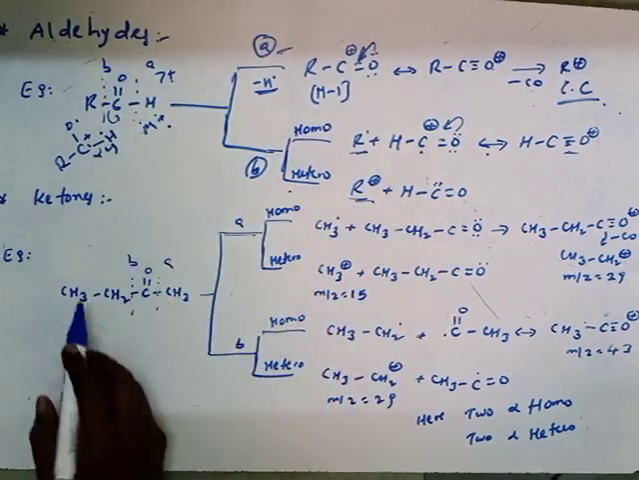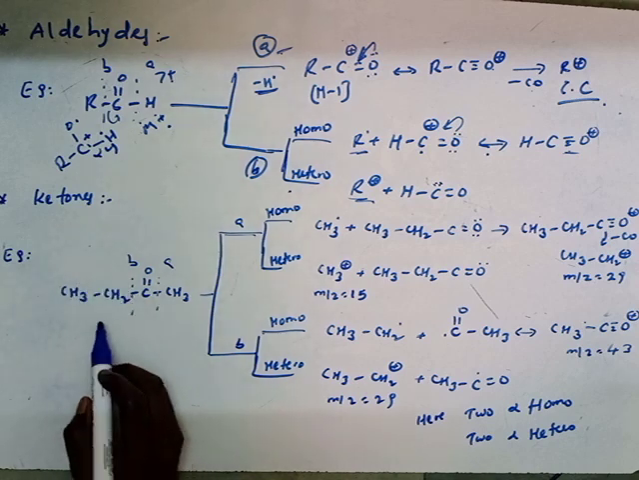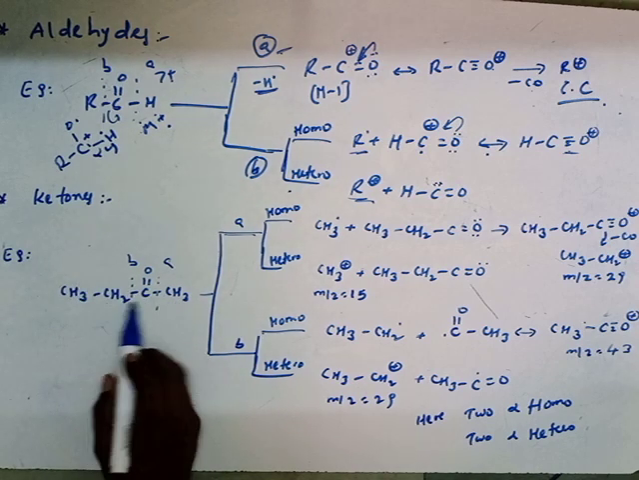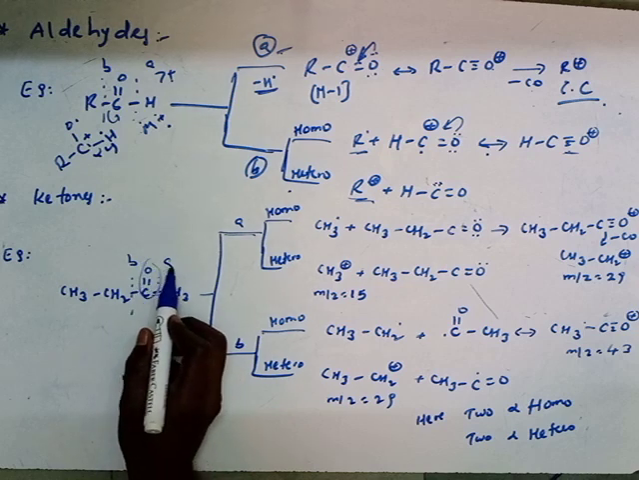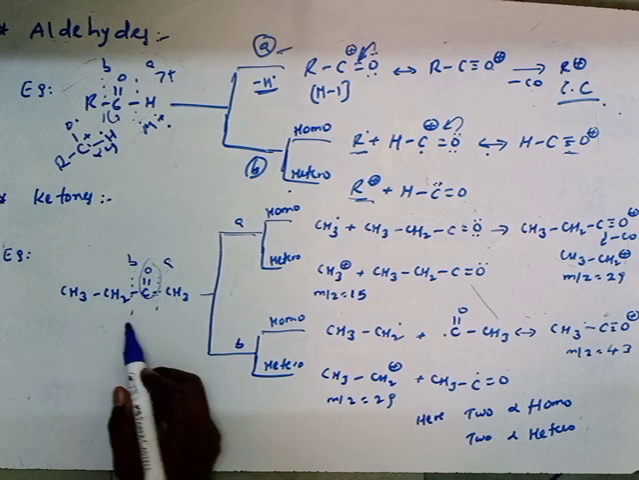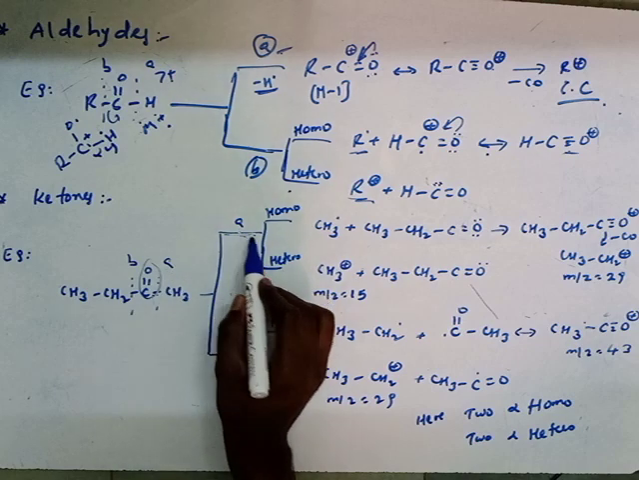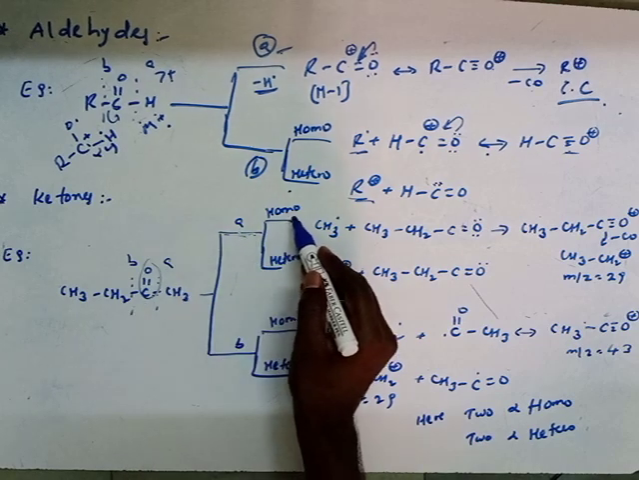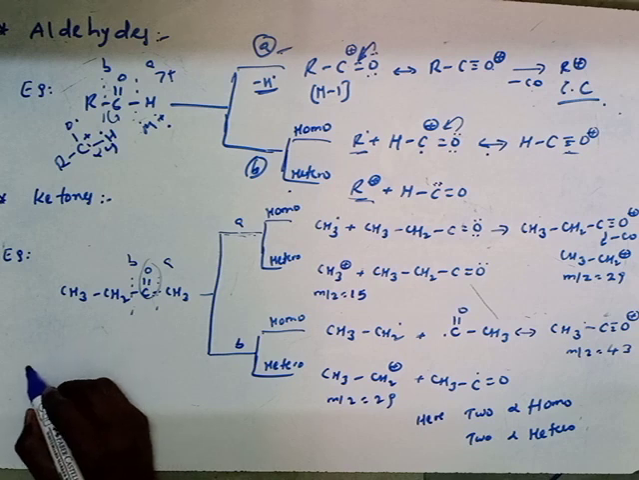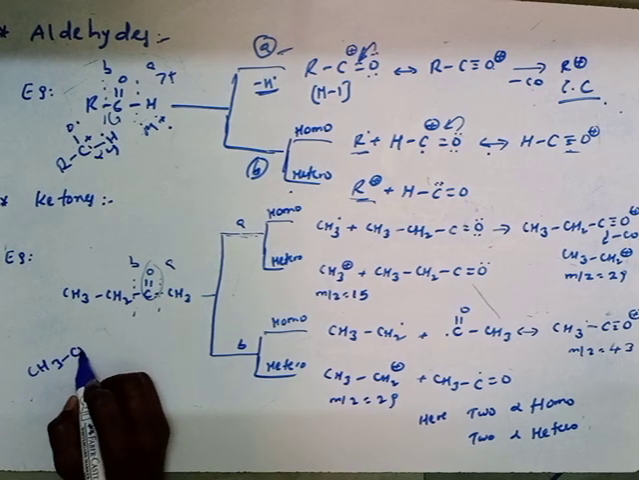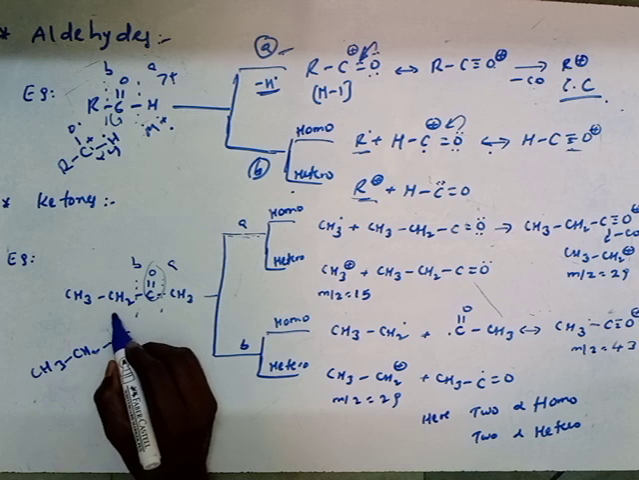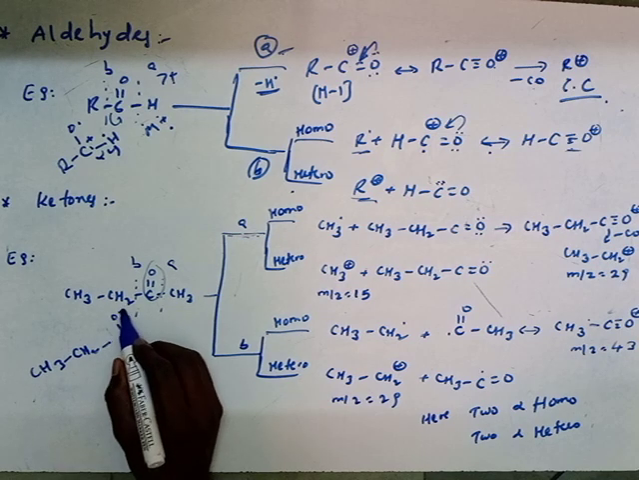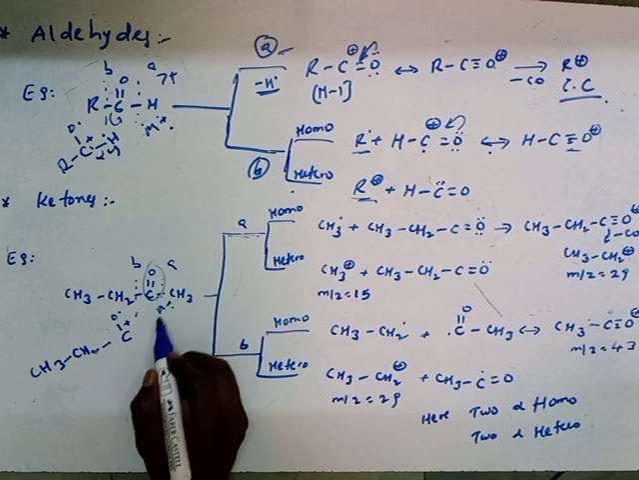Now we are discussing ketones. This is the functional group of ketone. Both A type and B type cleavages take place. Now we are discussing A type. A type will undergo homolytic and heterolytic. Here CH3CH2 C double bond O with a dot and plus, which means a loss of one electron. It's a molecular ion, that's why we can write it like this.